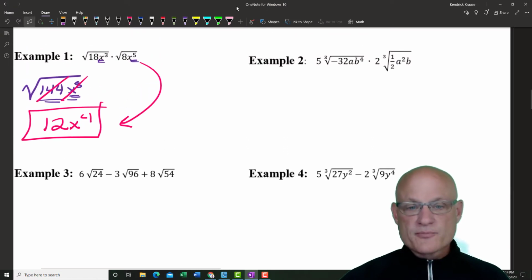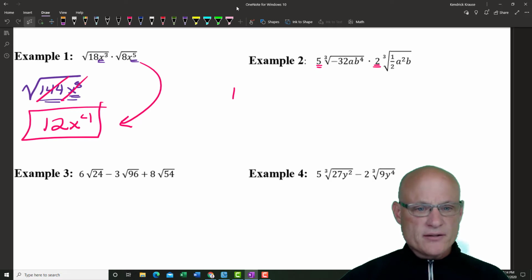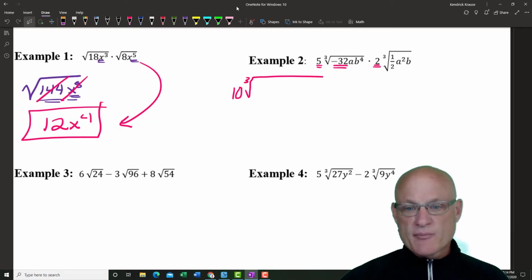All right, let's try another one. All right, let's do this. So we're going to multiply 5 times 2. So that's 10. Cube roots of negative 32 times a half. Well, that's just negative 16. A times a squared is a cubed. B to the 4th times b is b to the 5th.